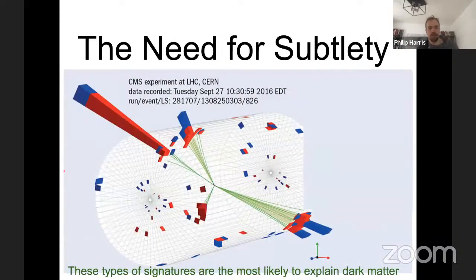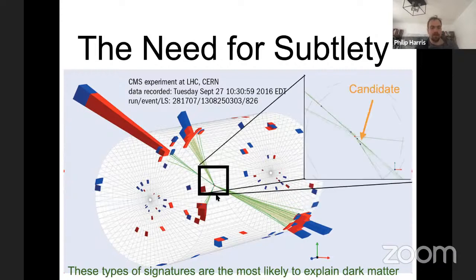Here's an equivalent event. A good LHC physicist would look at this and say, this just looks like a four-jet event. But if you look in detail, actually, you'll see that these jets are coming from displaced particles. And these are the kind of things that you can't see at first glance in the event.